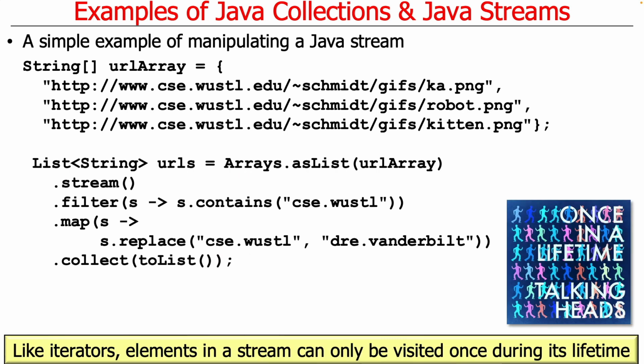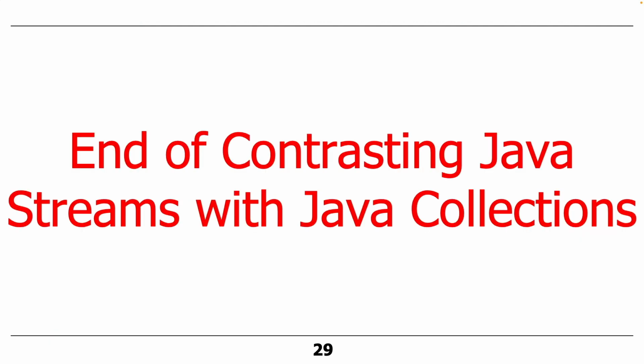One thing to note is that, like iterators, elements in a stream can only be visited once. So if you want to do this again, you can't start with the stream you've already visited. You have to start over again from the beginning. So that's the end of comparing and contrasting Java streams with Java collections.